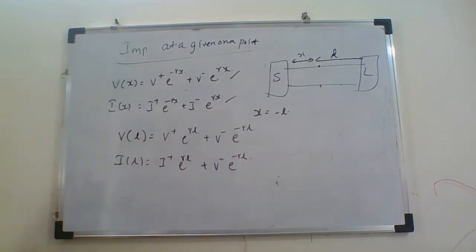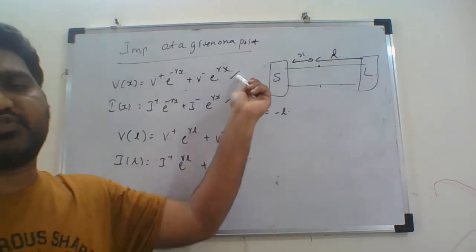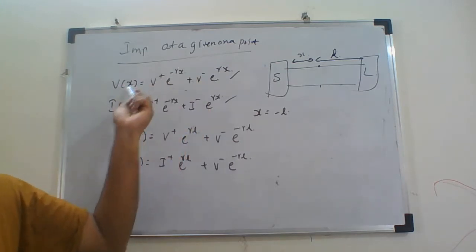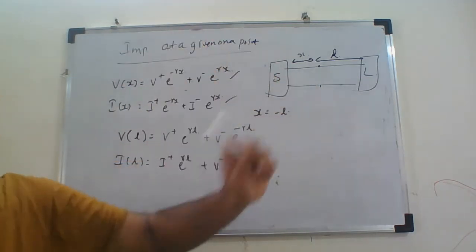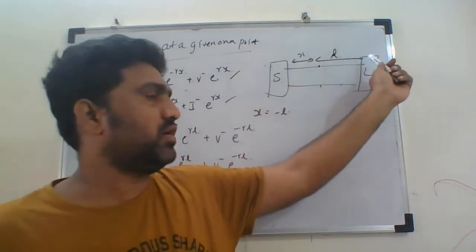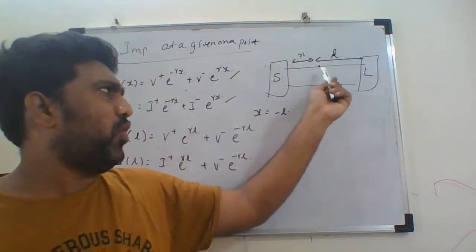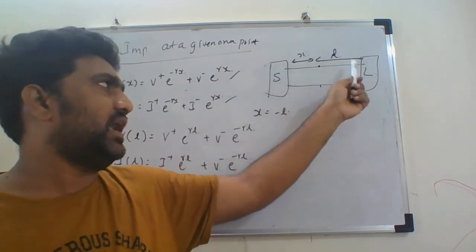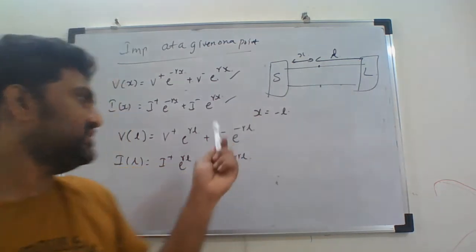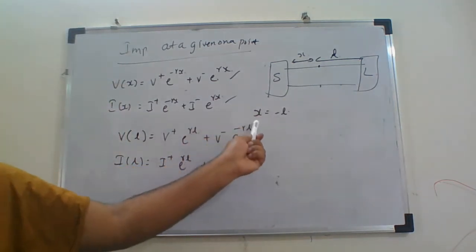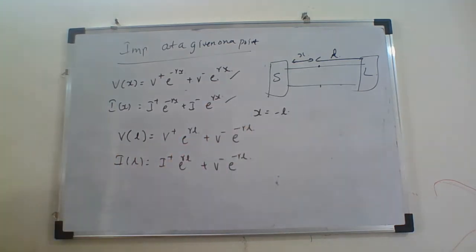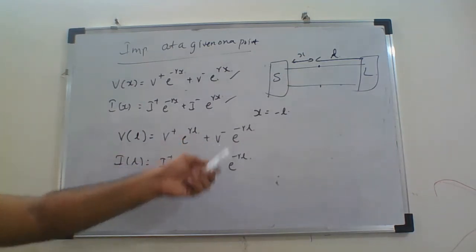Again I am repeating, x is the distance to the point from the source end. So that we have written, looking from the source end, the voltage and current at the point x is like this. Now if I look at it from the load end, the point is located at a distance of small l from the load. In that case, because x is opposite to l, we write x is equal to minus l. So I get something like this.